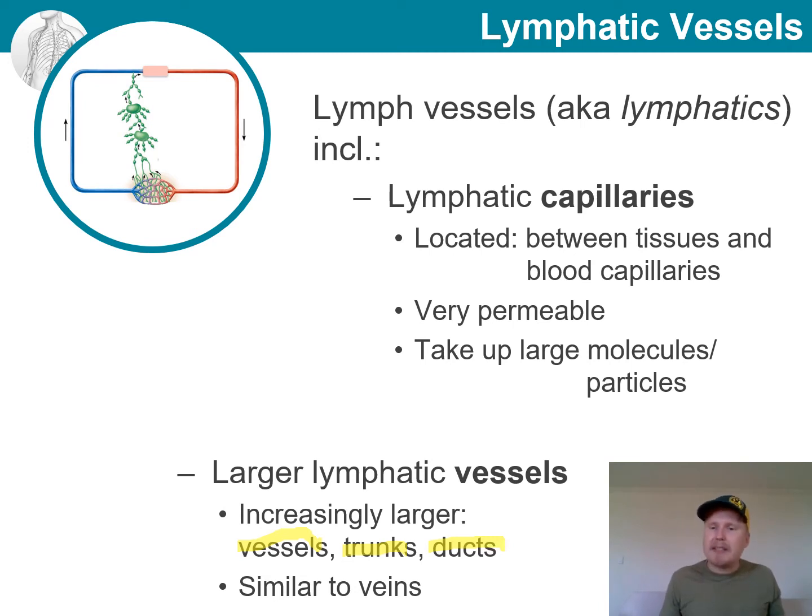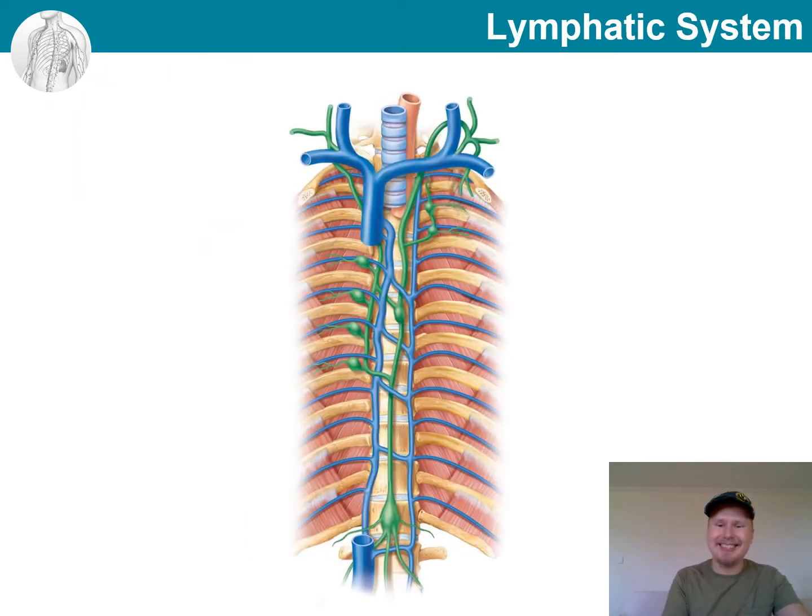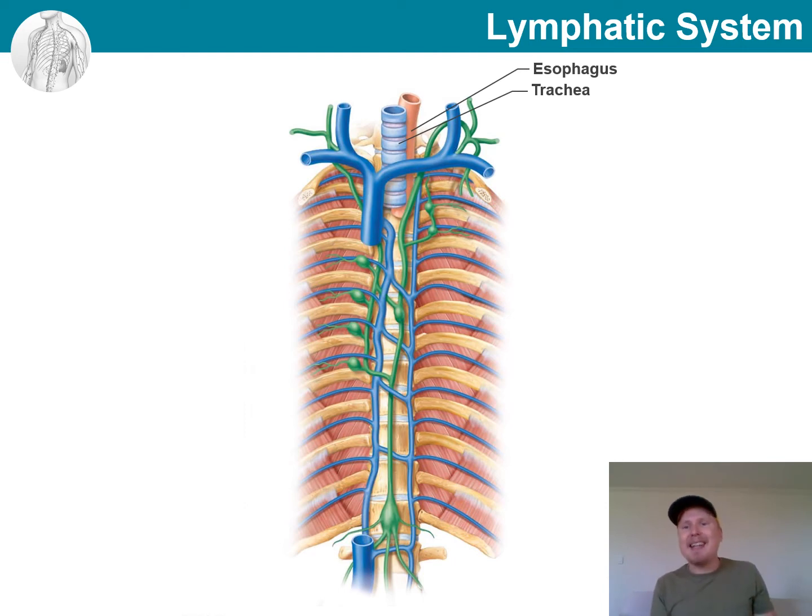So let's have a look at some of the lymphatic vessels in situ. These are some especially important ones for us to know. What we see here is a view inside the thoracic cavity. And just to give us some anatomical landmarks that we probably are familiar with, let's note that we see here the esophagus and trachea. So our tube for taking the food to the stomach, located behind the windpipe.